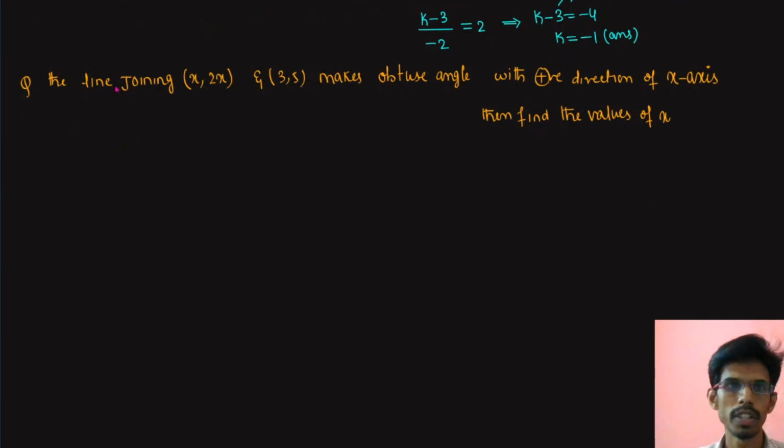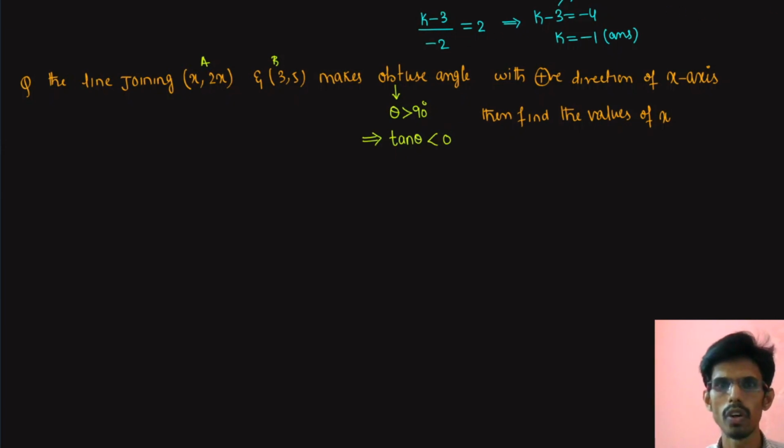Now look at this question, the line joining 2 points. Okay, we have 2 points. Let us take A and B, makes an obtuse angle. Obtuse angle means the angle theta will be greater than 90 degrees. It means that theta greater than 90 degrees means tan theta, tan means slope, slope will be less than 0. Less than 0, not degree, 0 value. Okay, we know this from this word obtuse.